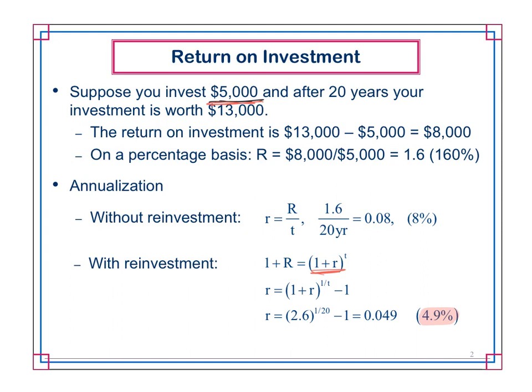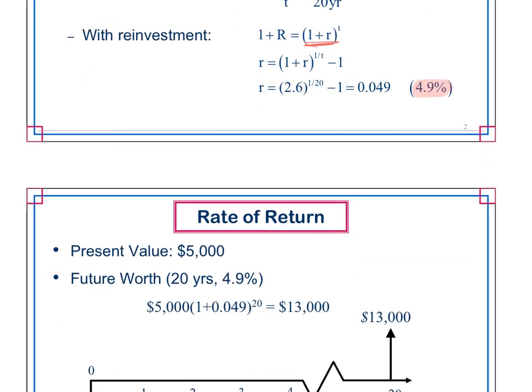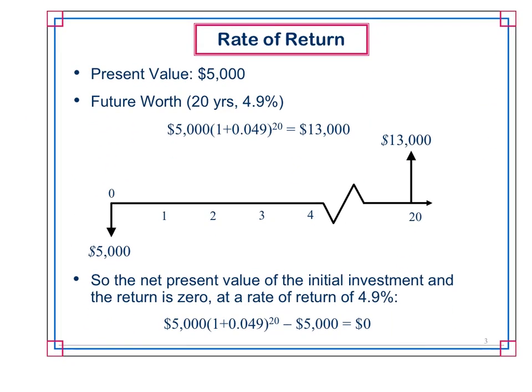So is this a great investment? Well, it's only getting a 5% return when you compare it to traditional investments, so not necessarily a great return if you include reinvestment. So here is the concept of equivalency with the reinvestment. So here's our cash flow diagram with a $5,000 outlay at the beginning of the period. And then after 20 years, our investment is going to be $13,000.